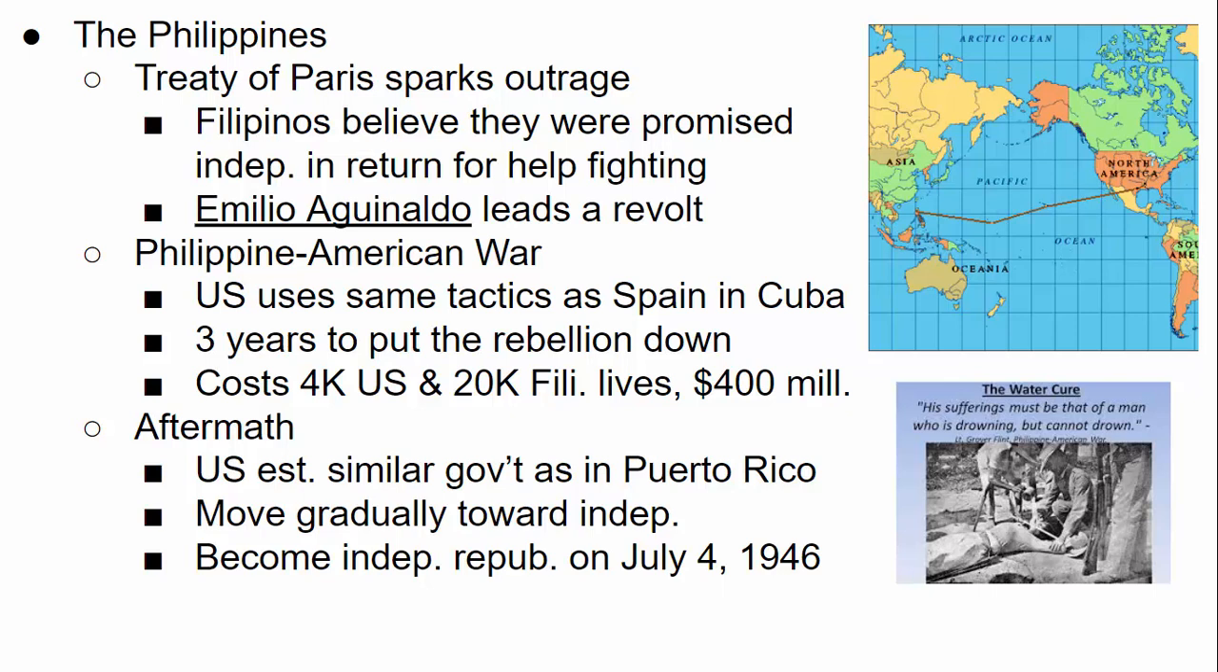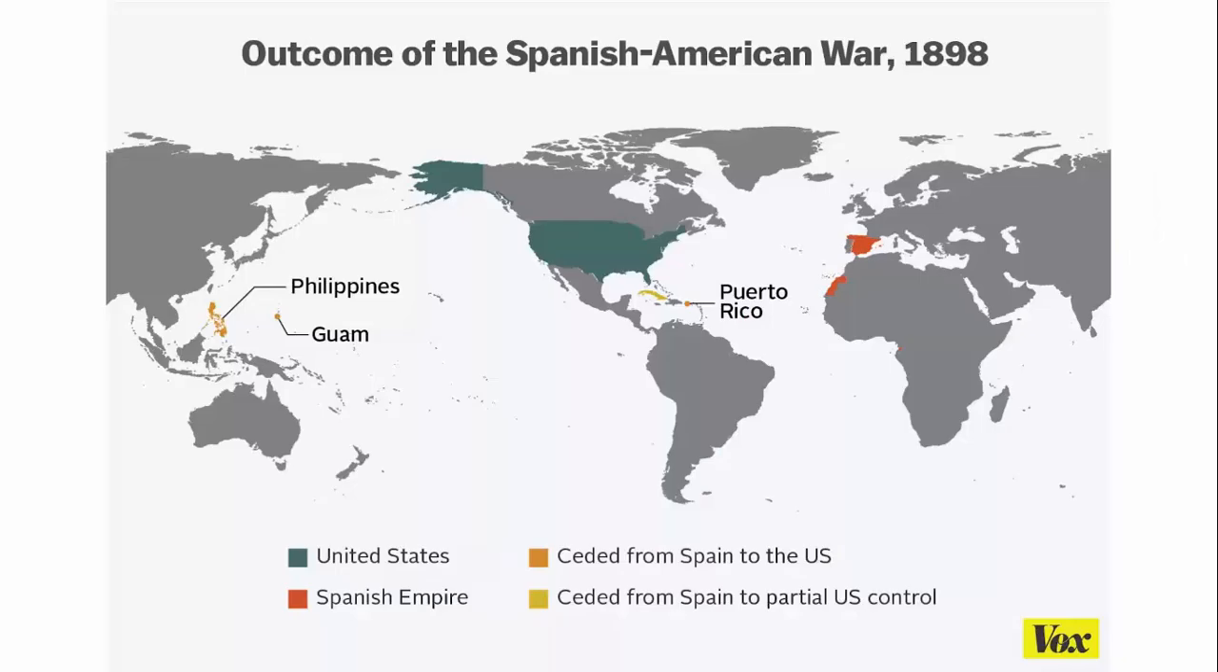So the aftermath of the Philippine-American War is that the United States establishes a similar government in the Philippines as we did in Puerto Rico, where there's some military control, but they do begin to move gradually toward independence, and the Philippines will become an independent republic on July the 4th, 1946. The Philippines are going to play a really big role in World War II. So all of this, as far as us keeping the Philippines as part of our empire, is going to be extremely important down the road.